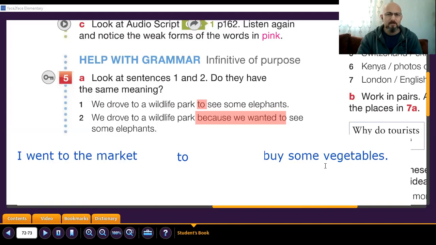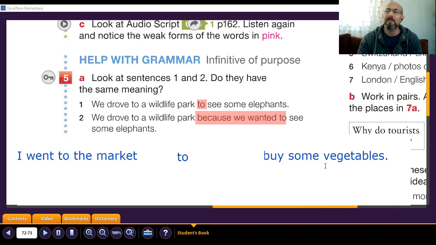Can I use it in the future? For example, I want to go to the market tomorrow because I want to buy some vegetables. Yes, I want to go to the market tomorrow to buy. Okay, so it's in this way.